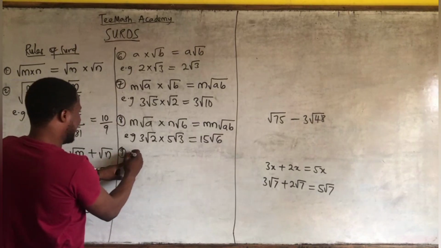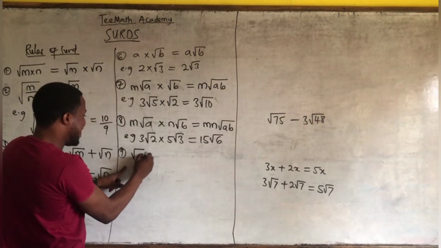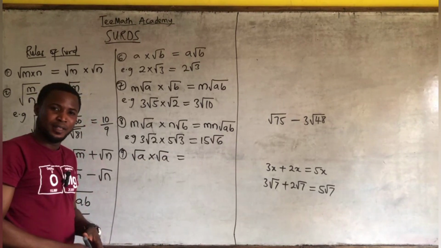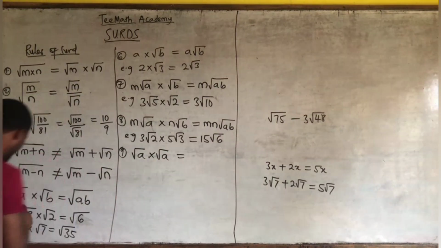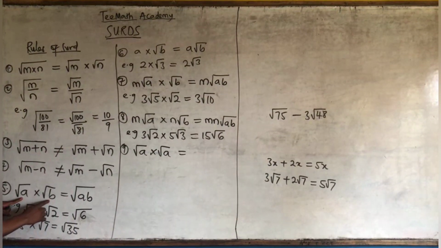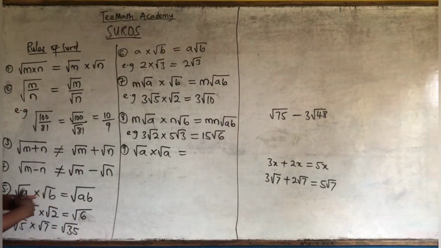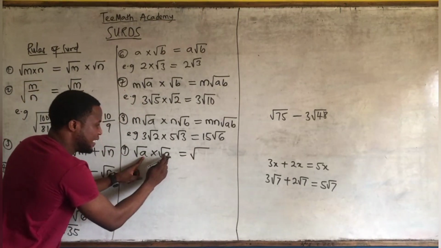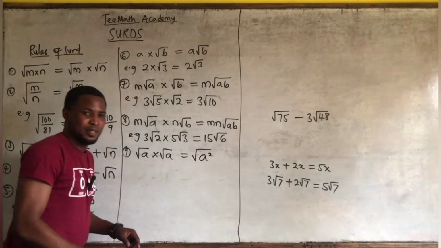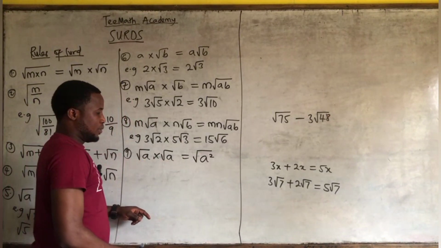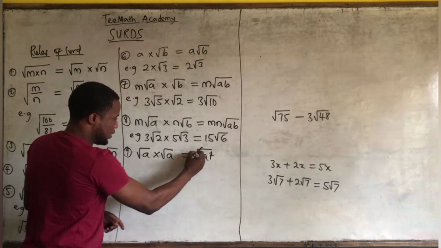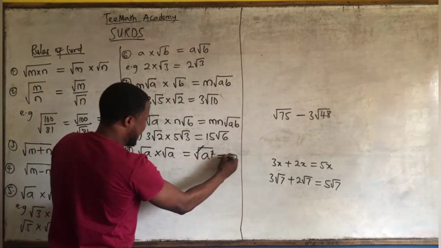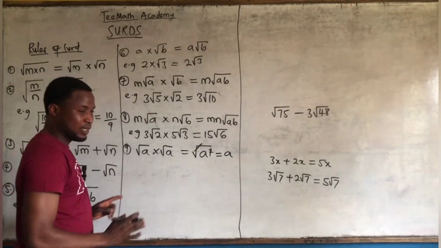Okay. Then number 9. What if I have root a times root a? Now, don't forget that when we were dealing with root a times root b, we said because they have roots, we pick one root. Then we now multiply this. A times a is supposed to be a squared. So many people will tell you that this will cancel this, correct? It has reason, it's from indices. So then we now have a. That is very, very correct.